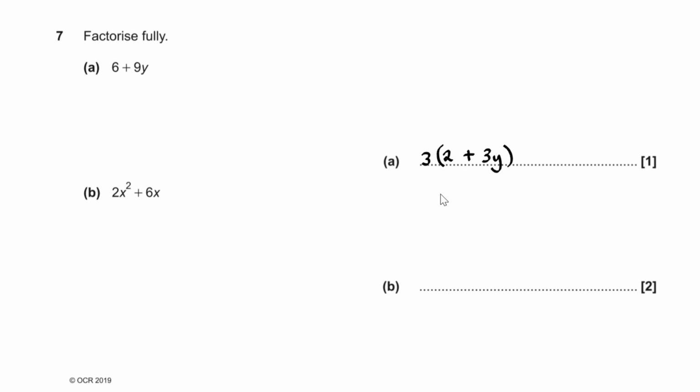And for part B, factorising 2x squared plus 6x, well, in terms of the numbers, the highest common factor is 2, and in terms of the letters, both terms involve an x, so we've got 2x as the highest common factor, and then 2x lots of x gives the 2x squared, and 2x lots of 3 gives the 6x.